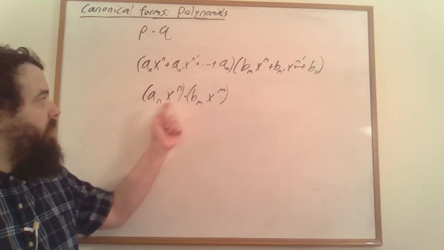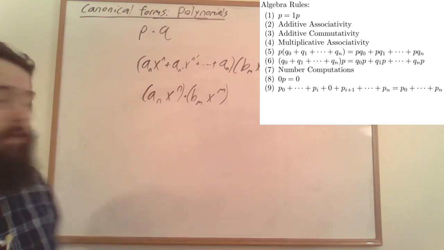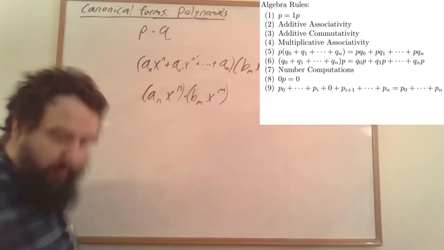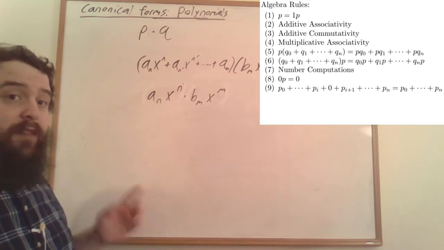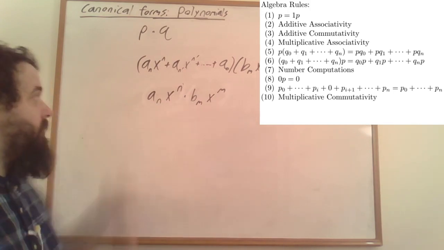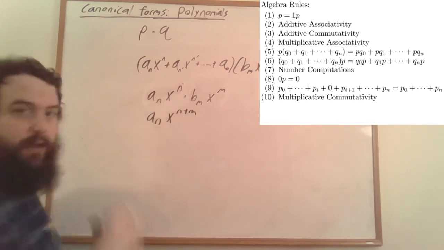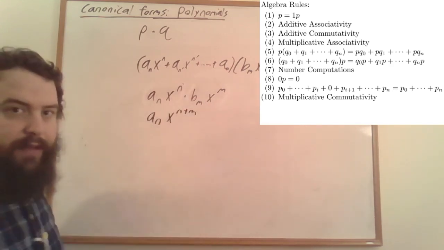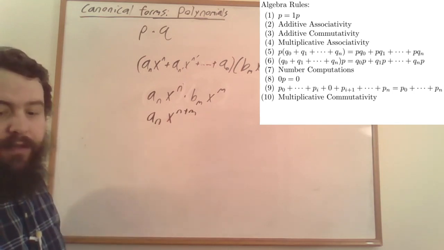And remember that these are just products, so we just need to do a little bit of multiplicative associativity to turn this into, well, to get rid of these parentheses. And then a little bit of multiplicative commutativity to get the constants out front. When we put these two next to each other, again, it's just a long string of x's multiplied by each other, it automatically becomes x to the power of n plus m.